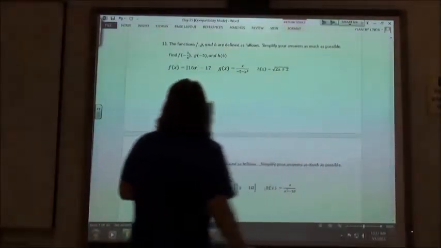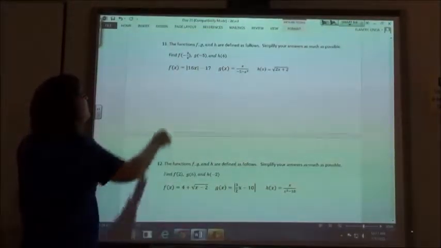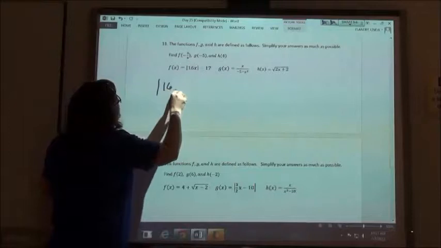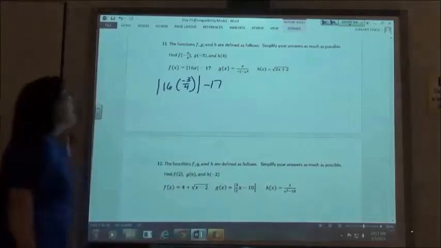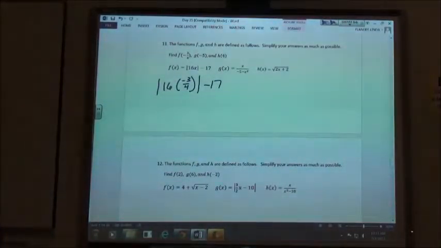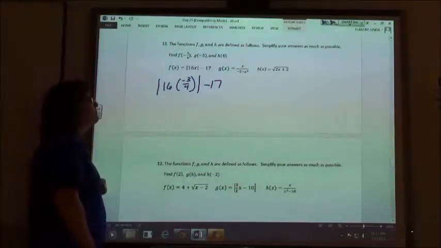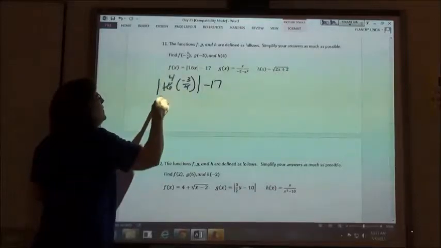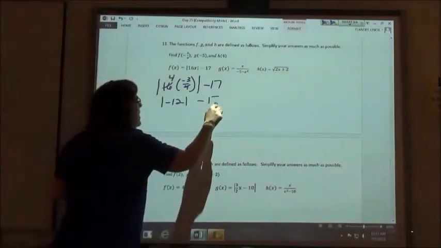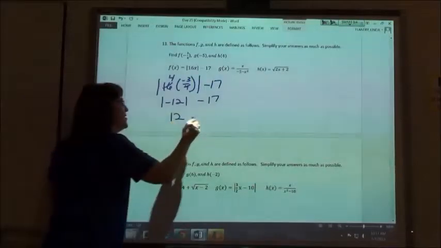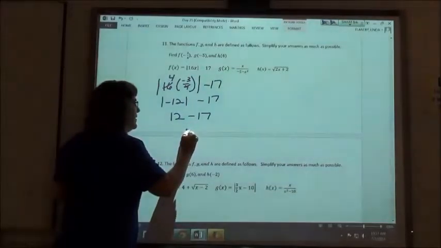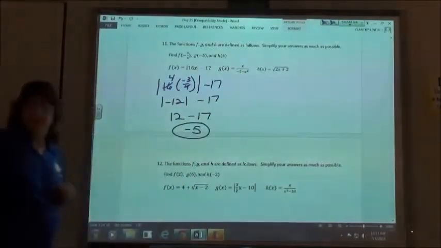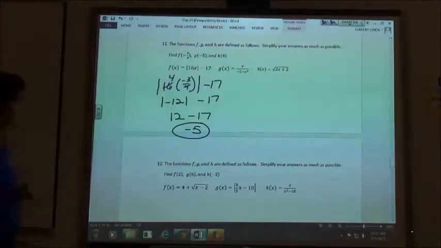So number 11 says we're going to start out with f of negative 3/4. So we're doing the absolute value of 16 times negative 3/4, and then we're going to minus 17 from that answer. So 16 times negative 3/4 would be negative 12. The absolute value of negative 12 would be 12, and then 12 minus 17 would give us an answer of negative 5. Simplified as we can get it.